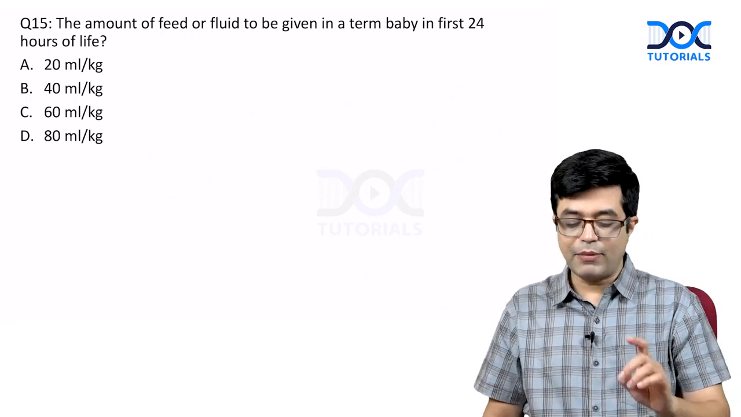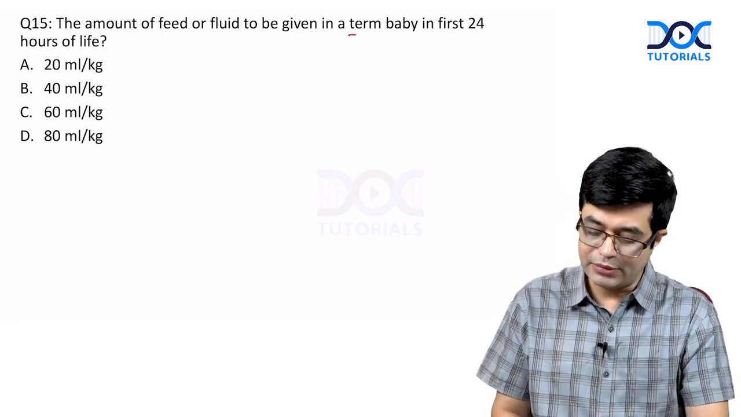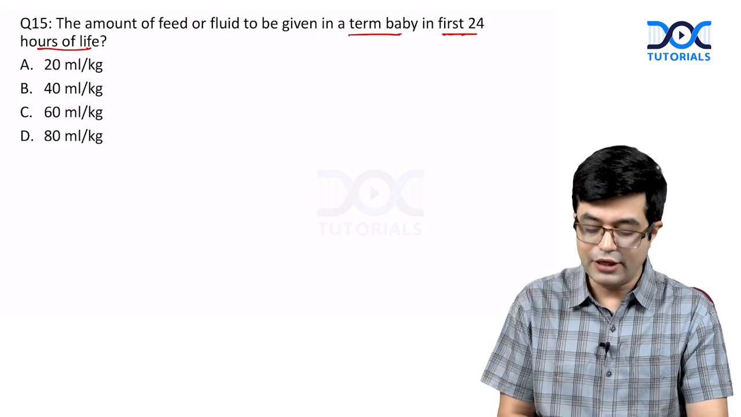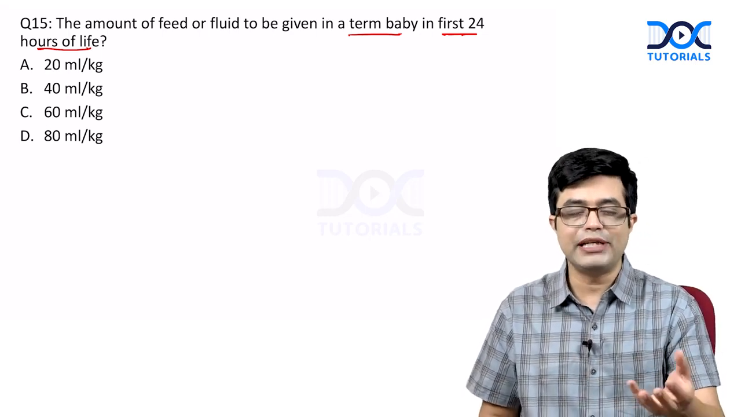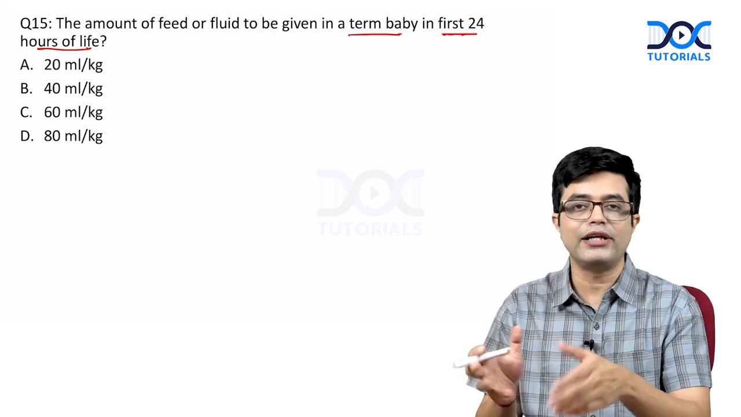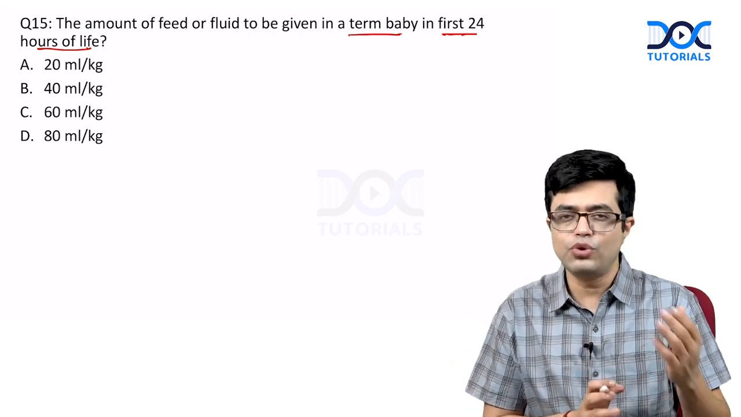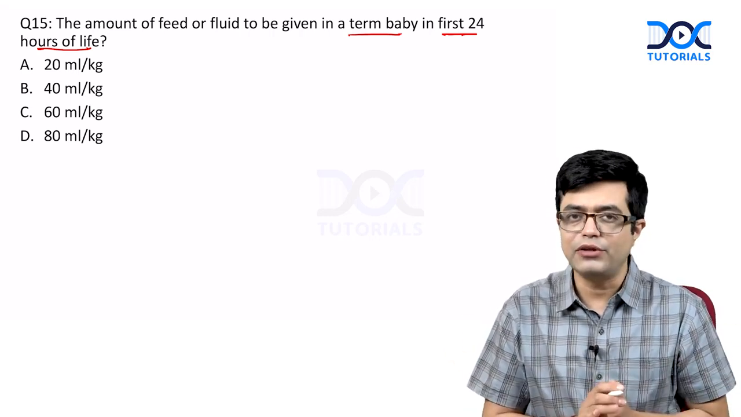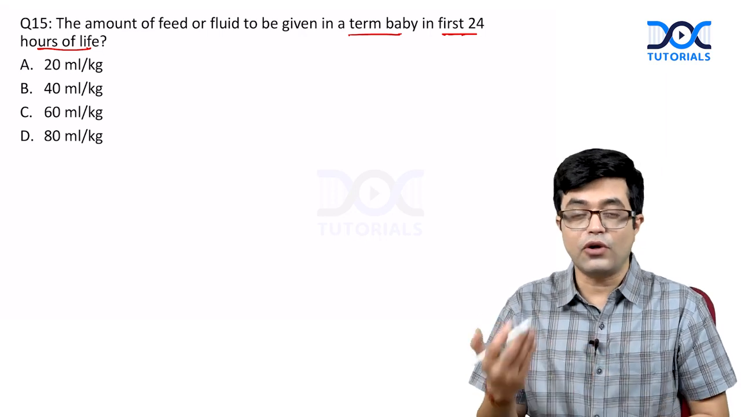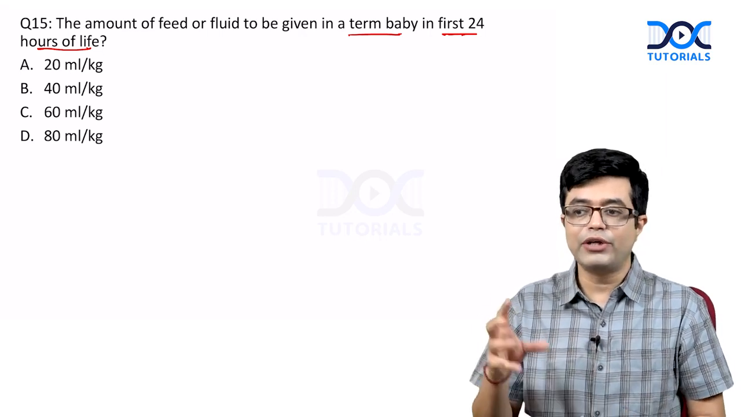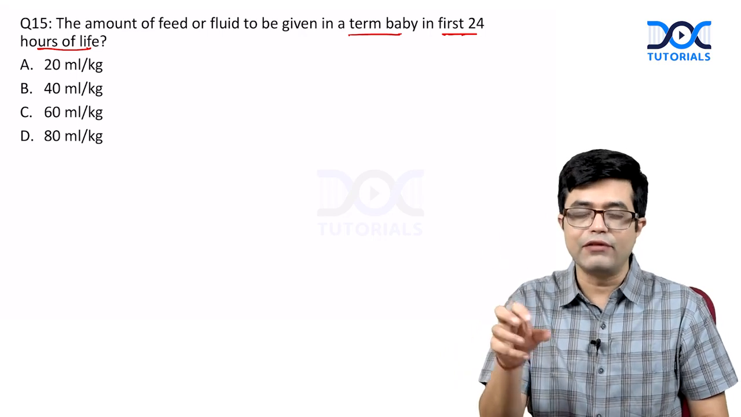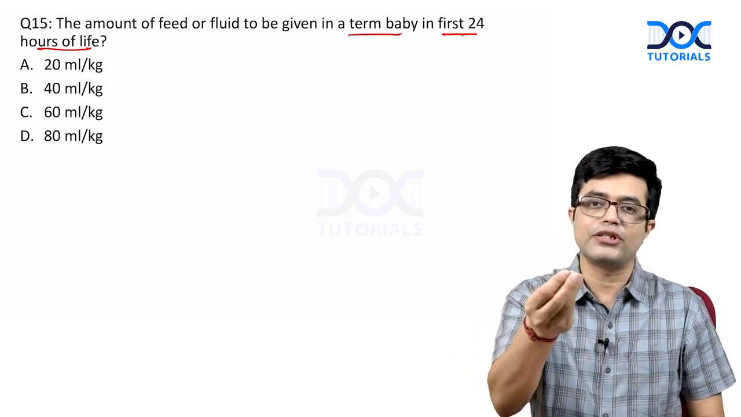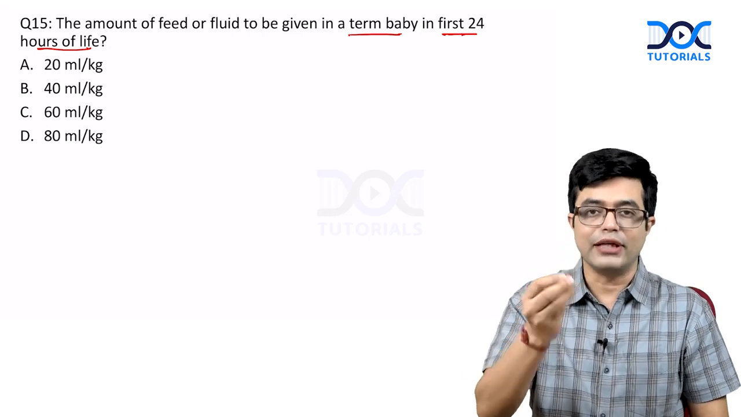Question number 15. Amount of feed or fluid to be given in a term baby in the first 24 hours of life. Normally, a term baby should be started on breastfeed and it should be breastfeed on demand. We do not calculate how much feed the child is taking. Usually every 2 hourly, we allow breastfeed to the child. But if the child is not on mother's milk, you will need to give IV fluids or you will need to calculate the milk to be given, formula milk, and then give to the child. So the question arises, how will you calculate that?